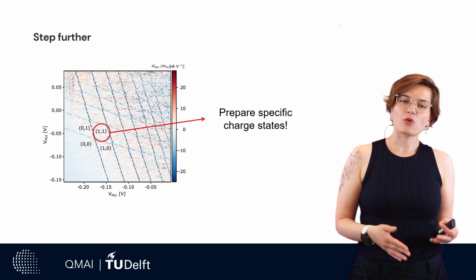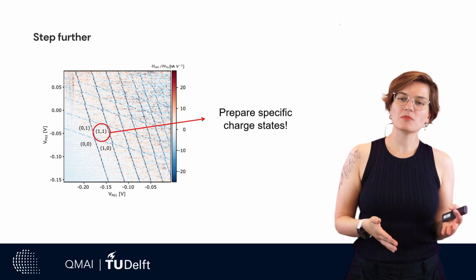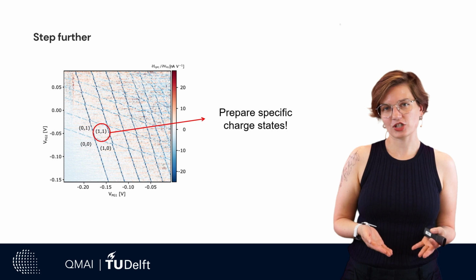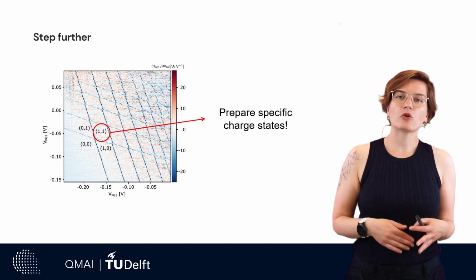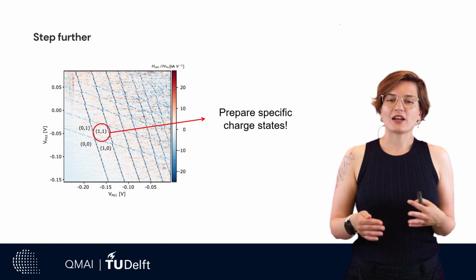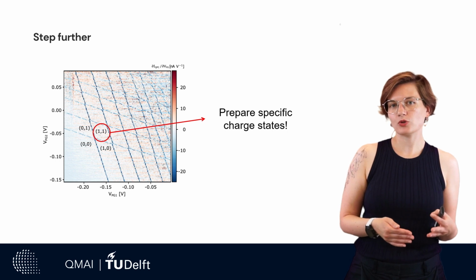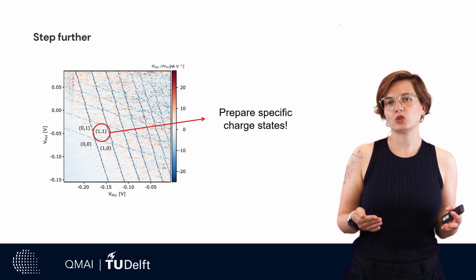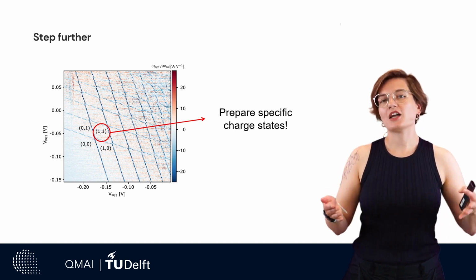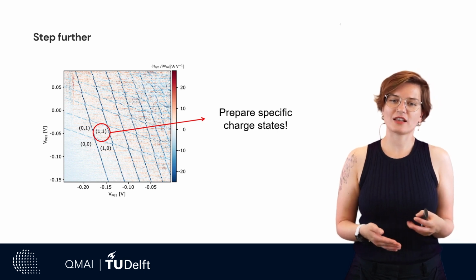If we found the correct regime, for example, we want to be in a double dot regime, the next natural thing you want to do is to prepare specific charge states. You may know from your quantum dot course that these charge states can serve as a really useful basis for quantum computing, but they can also just be a goal in itself. You want to prepare some very specific state that you want to study later or anything like that.